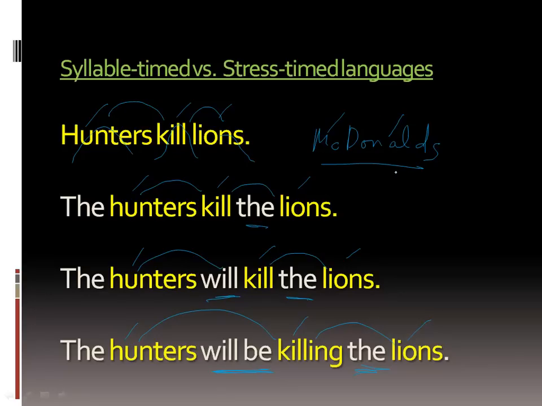McDonald's, nobody understood me. Since this was an independent syllable in Korean, I said McDonald's. Nobody understood me because I missed this one. This was where the stress was, and it becomes a completely different word and people don't recognize it.